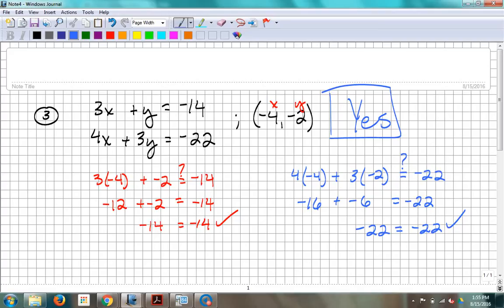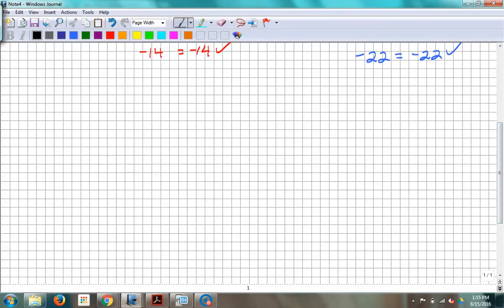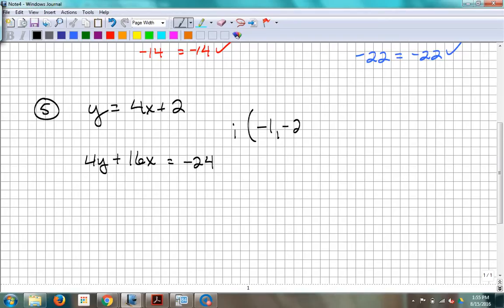Okay. Let's look at number 5. We'll do 2 out of this set. That'll leave you 3 that you can practice on. Number 5, you got y is equal to 4x plus 2, and then 4y plus 16x equals negative 24. So on this one, they're being a little bit tricky, and they're trying to disorganize the thing and get x and y in the wrong spot, make you plug it in the wrong place. They want to know, is negative 1, negative 2 a solution to that system? Because it could have infinitely many solutions. We don't know that for sure.